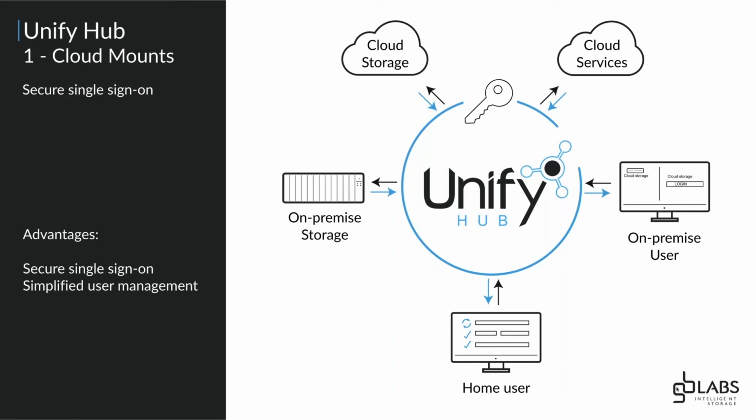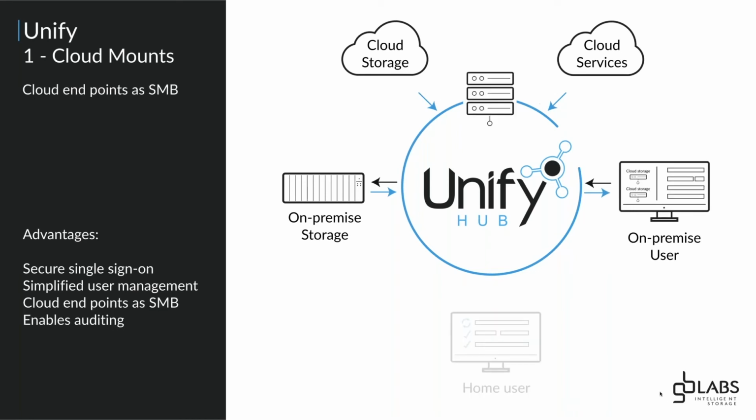The second part to the first pillar is that we can mount a cloud endpoint via SMB. This essentially means that a cloud endpoint or storage in the cloud can be presented to local users in your office as a NAS SharePoint. It also means that with our new auditing built into our CoreOS software, we're able to offer auditing functionality based off those SMB connections as well.